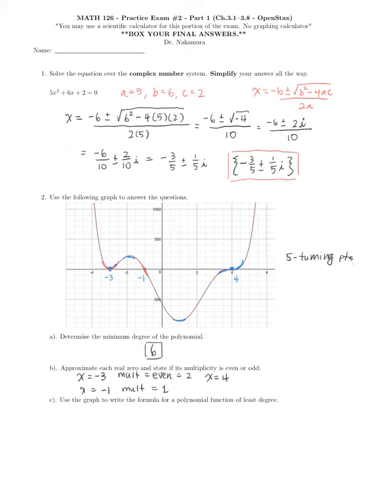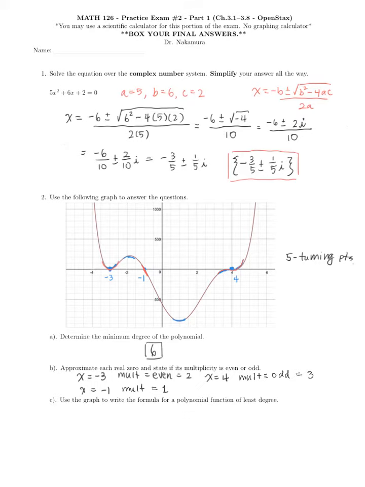Anyways, this behavior right here is nothing but, what is that? The third degree polynomial. All right, so in this case, your degree is going to be odd, and the degree is probably going to be 3. All right, so at x equals 4, multiplicity is going to be odd, and most likely it's going to be a cubic polynomial, so it's going to be 3.